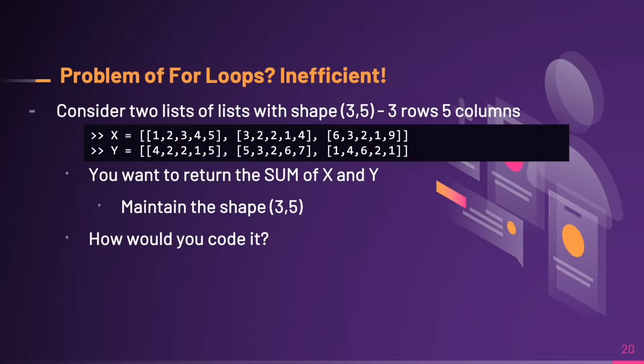Even though for loop is widely used, when the size and dimension of data structures increases, the time complexity, or the time it takes to complete the code, increases dramatically. Consider the two lists of lists with shape 3, 5. By the way, in list of lists, we consider the number of elements of a list as the number of rows, and the number of elements in one element as the number of columns.